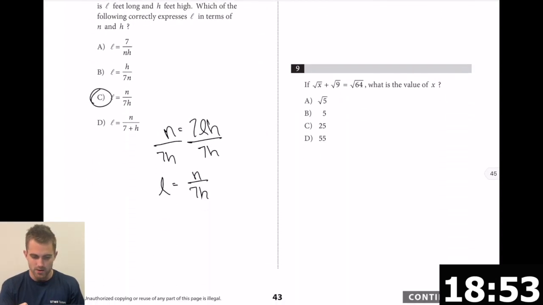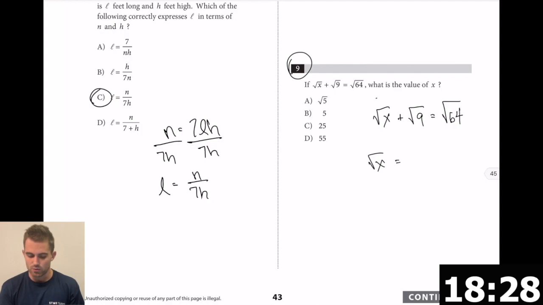Let's keep going. Okay, number 9 says if x plus root 9 equals root 64, what is the value of x? Okay guys, this is really, really important. So we can say the square root of x, and now we start to see that questions are getting a little bit harder, right? Square root of x plus the square root of 9 is equal to the square root of 64. I like to get the x by itself no matter what. So if we get root x, and we subtract the 9, we can say that root 64 minus the square root of 9 is equal to root x.